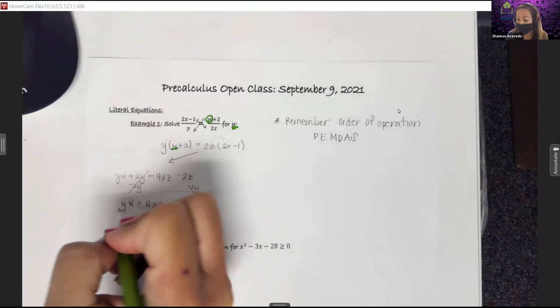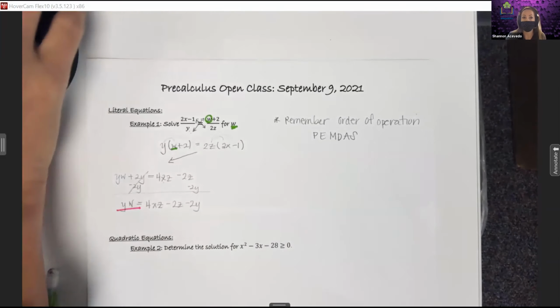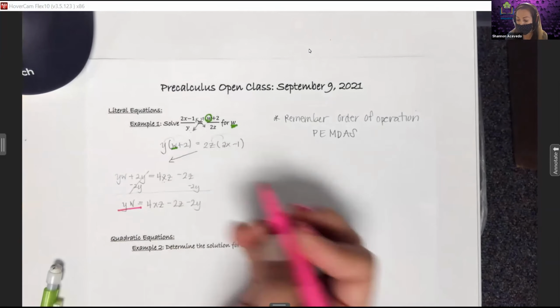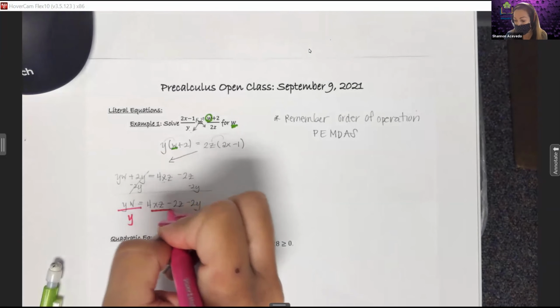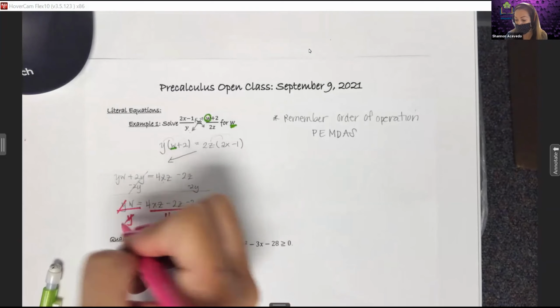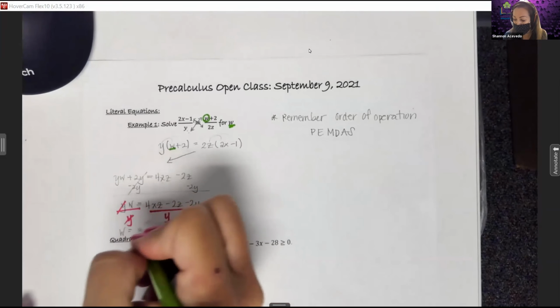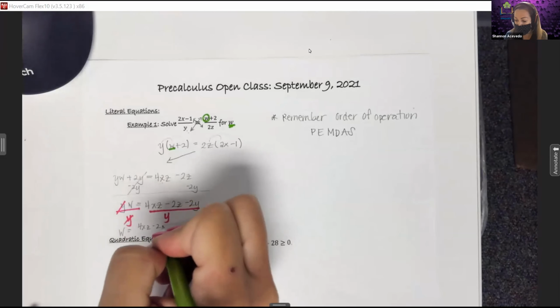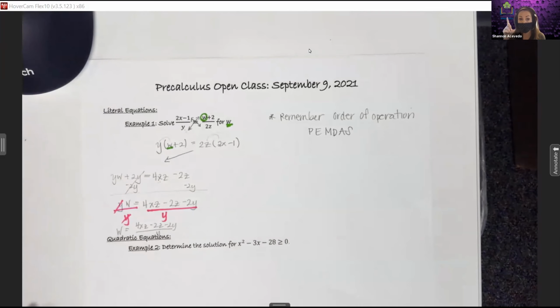And then my last thing is I'm going to divide everything by my value of y, because I want to get the w by itself. So we end up with w is equal to 4xz minus 2z minus 2y all over y. That's one way to write it.